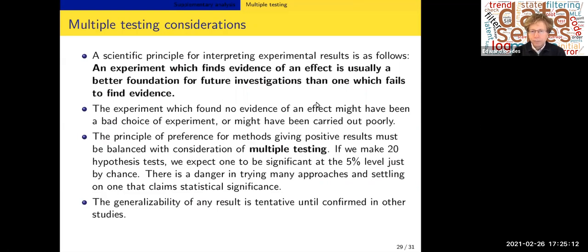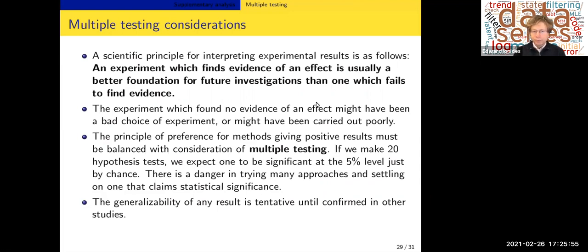And in particular, if you're doing scientific experiments and you don't find evidence of an effect, you might have done a bad choice of experiment. You might have carried out the experiment poorly. If you're testing COVID vaccines, you might test them different ways. Some ways it doesn't work. Then you find a way that it does work, and it's that positive result that excites you more than the negative results. And this has to be balanced a little bit with considerations of multiple testing.